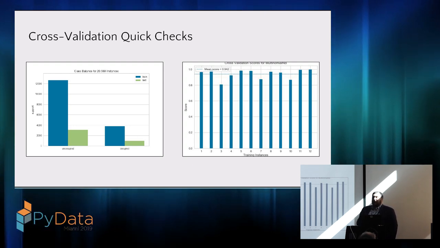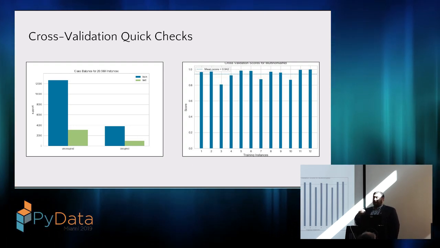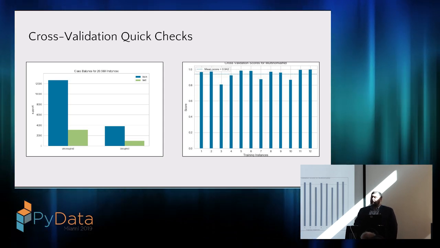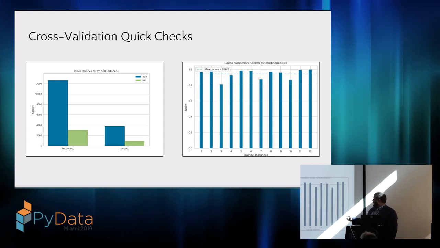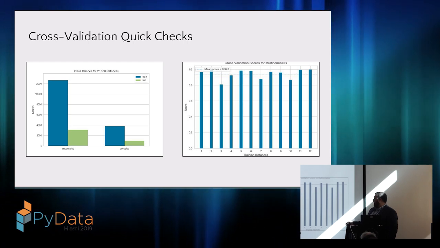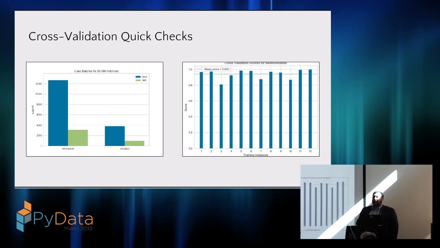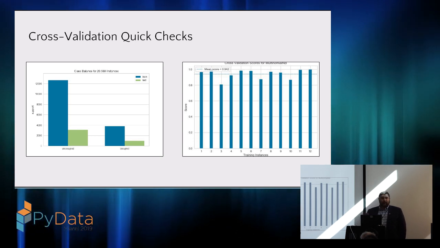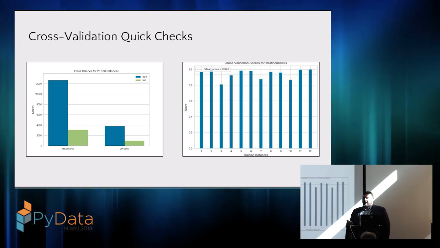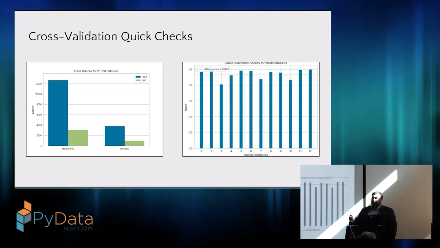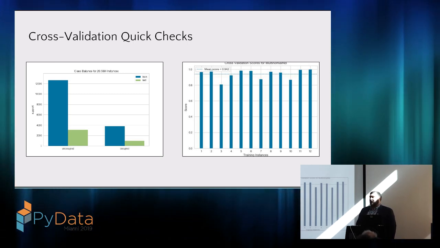Speaking of cross-validation, you can have visual quick checks, right? Are my train test splits equally balanced inside of the class? Is my cross-validation highly variable, right? This is an extremely variable cross-validation across different splits. Do I have something in my data, outliers, bad data, missing data, that's causing some of my cross-validation splits to fail? So you can use these as simple checks.